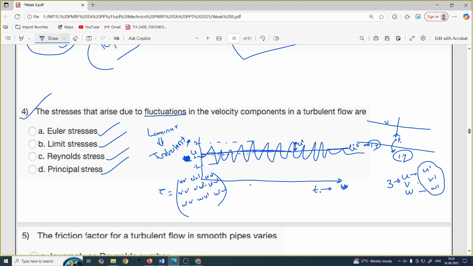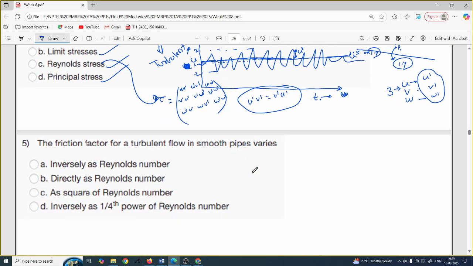Based on this, if you know the 6 components, you can calculate very easily, because u dash v dash is equal to v dash u dash. So this is the Reynolds shear stress we generally calculate. Based on these fluctuations, you get the Reynolds shear stress. So this is all the understanding behind this question. Let us move on to the next one.